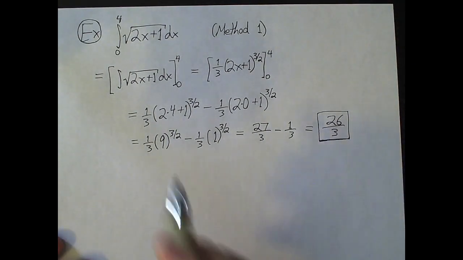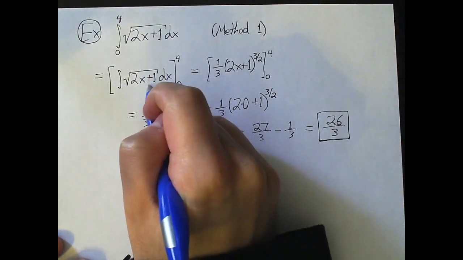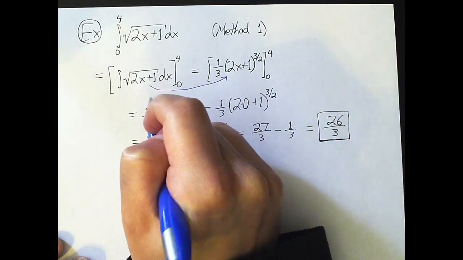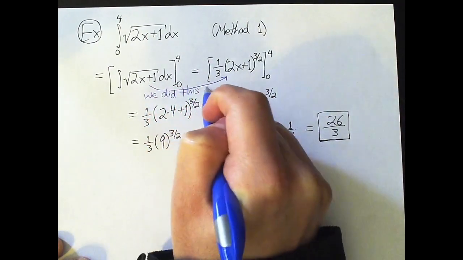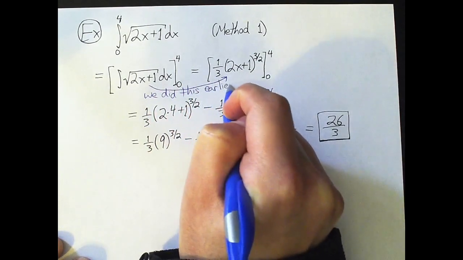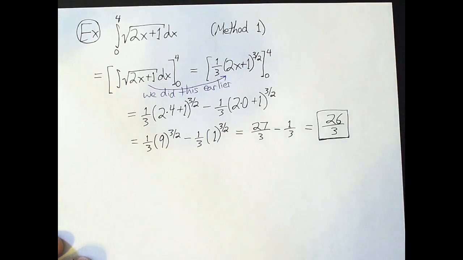So that's method 1, but it seems like I left out some steps. So let me just point out that we did this earlier. So those are the steps that I left out, the ones that we already did.